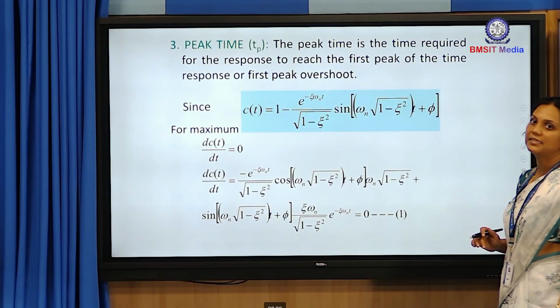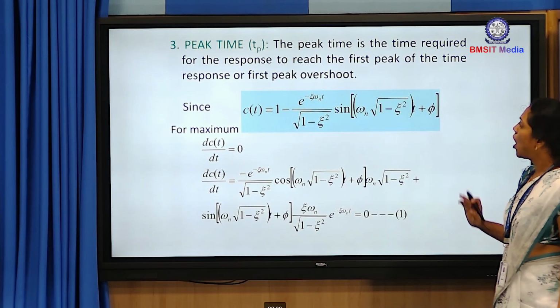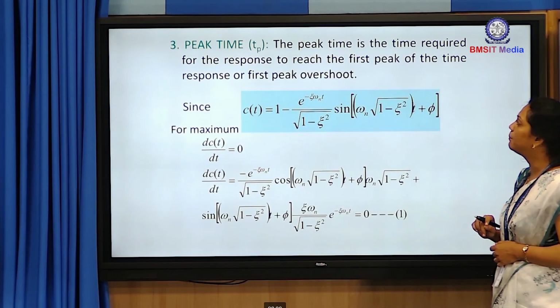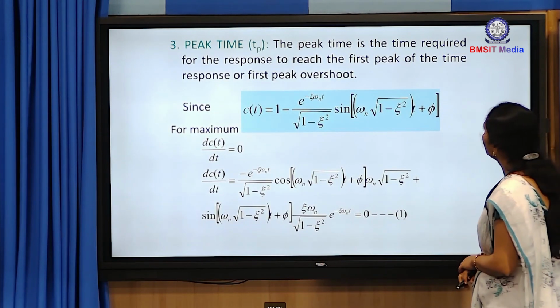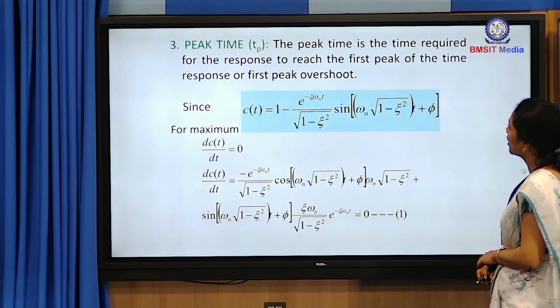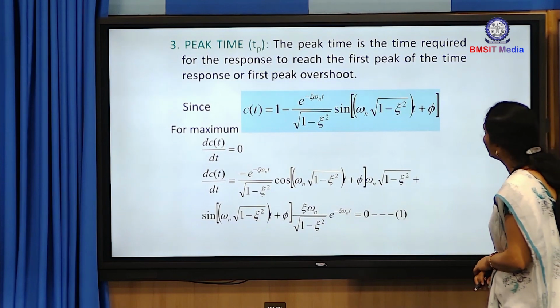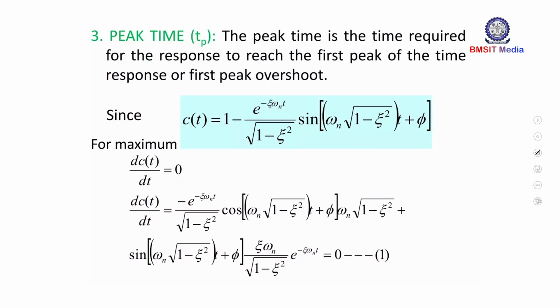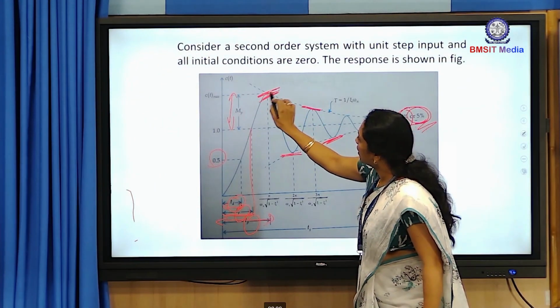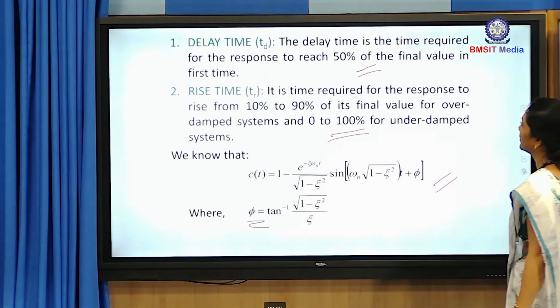Now the next one is nothing but the peak time Tp. How to derive the equation for the peak time? The definition says that the peak time is the time required for the response to reach the first peak of the time response or the first peak of the overshoot. Right? That means what? This one. How do I reach this particular point?